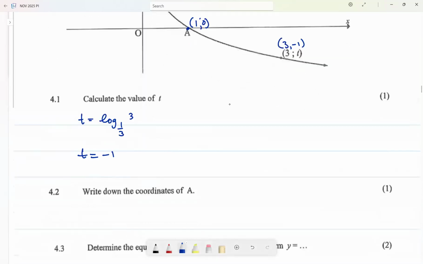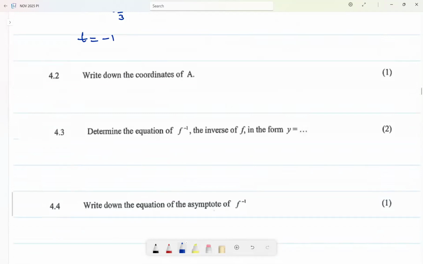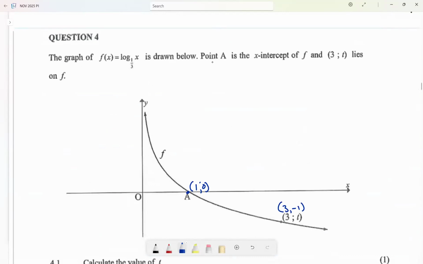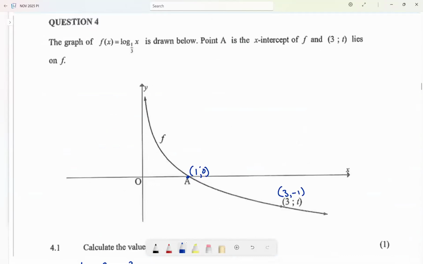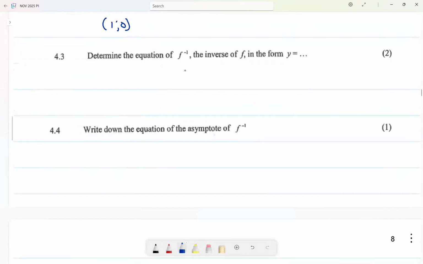Okay, not bad. Write down the coordinates of A. That one we know by heart, (1, 0). If you're not sure, you can let y equal 0 and then become a mathematician. Okay, determine the inverse, the equation of the inverse in the form of y.